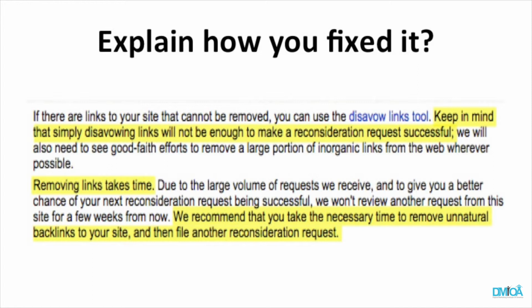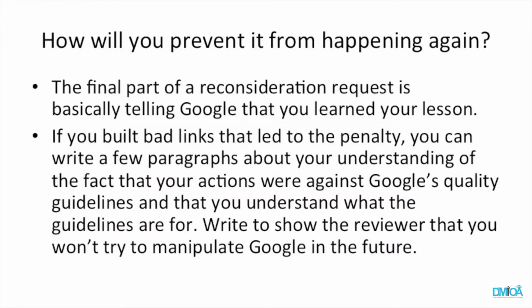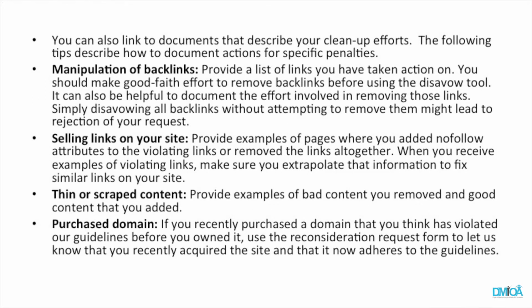This is where it is important to include any supporting documentation that proves your efforts. While you can't attach a file to your request, you can include a link to a Google Doc or any other online file. The final part of a reconsideration request is basically telling Google that you learned your lesson. If you built bad links that led to a penalty, you can write a few paragraphs about your understanding of the fact that your actions were against Google's quality guidelines and that you understand what the guidelines are for. Write to show the reviewer that you won't manipulate Google in future. You can also link to the documents that describe your cleanup efforts.